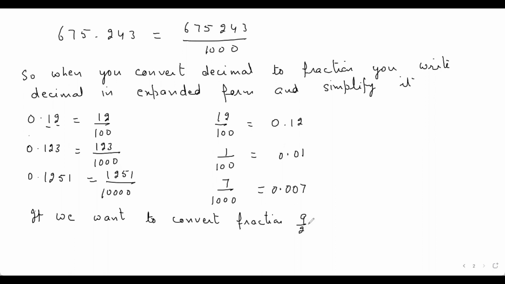If you want to convert fractions to decimal, 9 by 2 into decimal, what we do, we divide numerator by denominator and we get the answer, and get 4.5. So if we want to convert fraction 9/2 in decimal, we divide 9/2 and we get the answer 4.5. It means if we want to convert fraction in decimal, we divide numerator by denominator and we get the result.